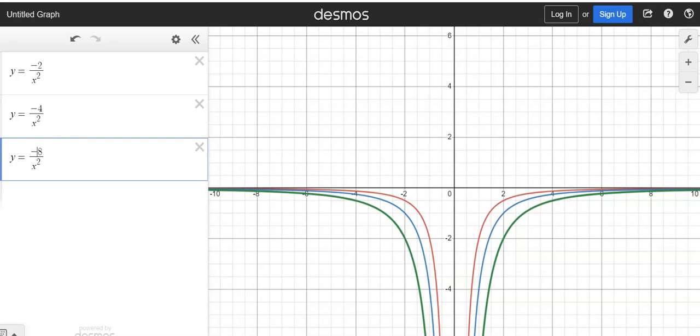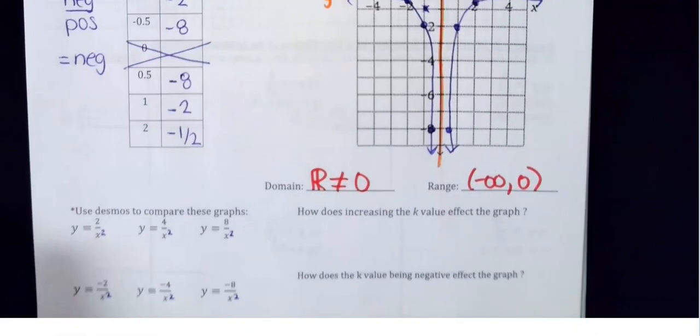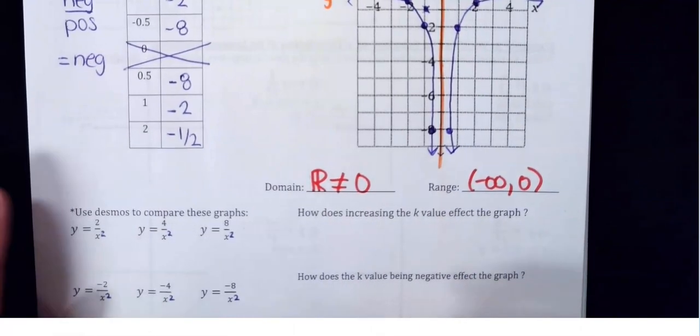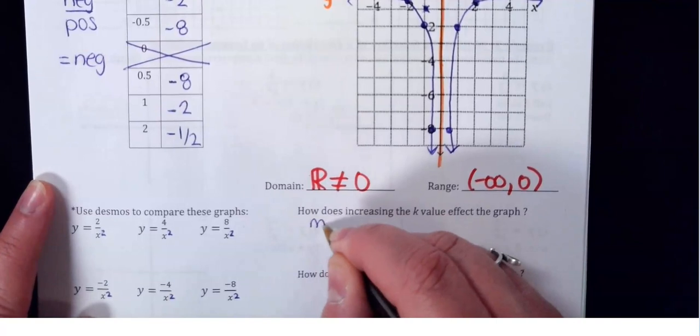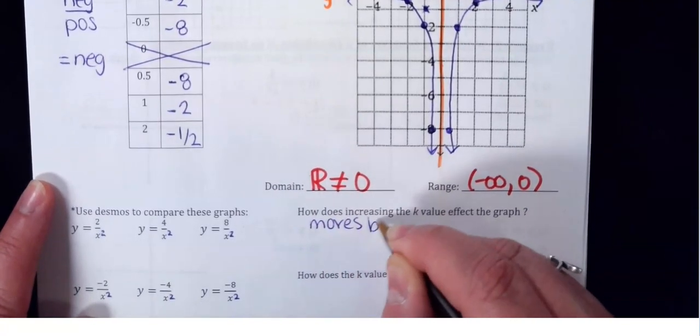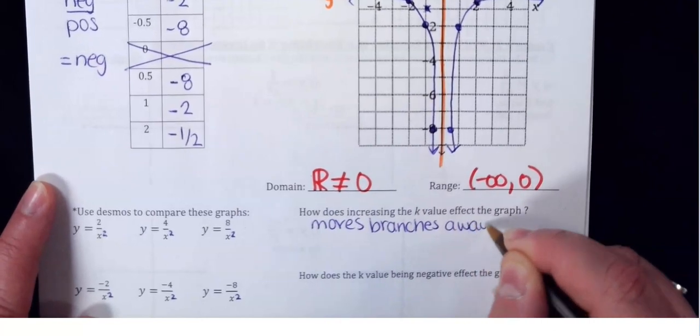And you can always use Desmos anytime you want. It's free to look these up. But how does increasing that value affect the graph? Basically, it just moves the branches away from the origin.